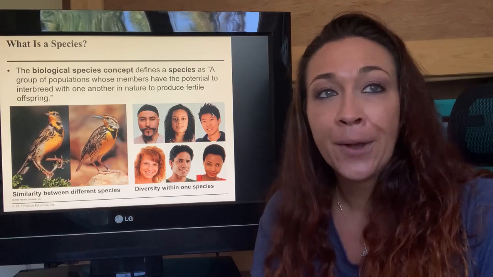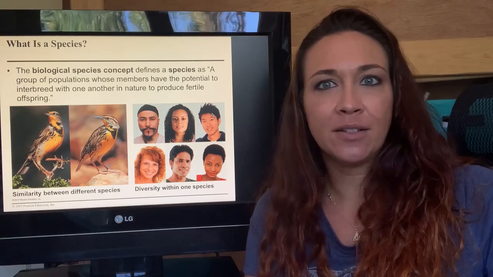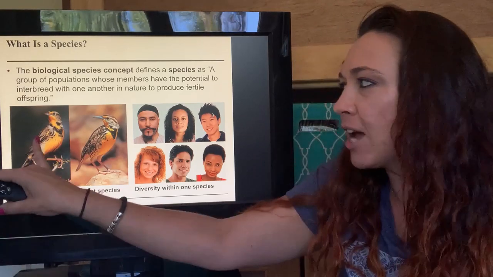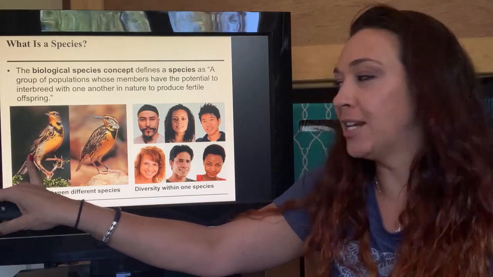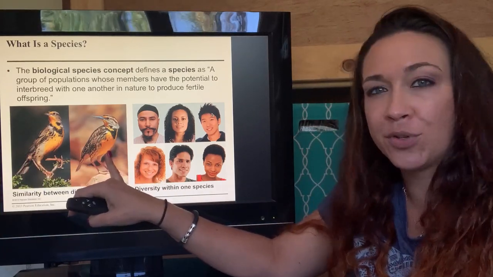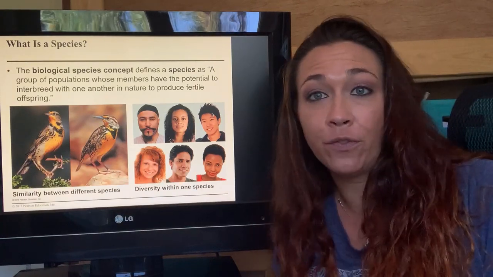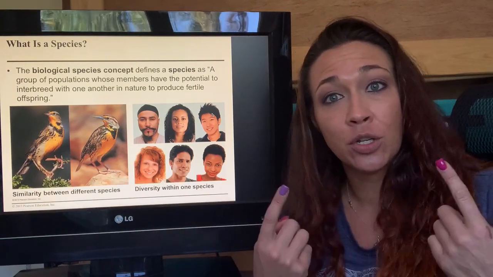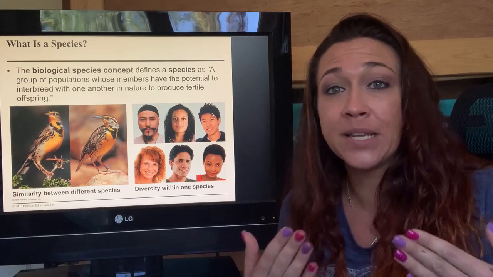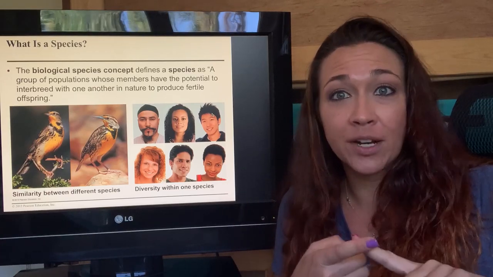Maybe they look alike, but they act very different. Which means if this guy does a mating call and this guy doesn't recognize his mating call because they're not the same species, they will never reproduce. So you can't be the same species if you're not reproducing. Remember, species, interbreeding organisms, right?